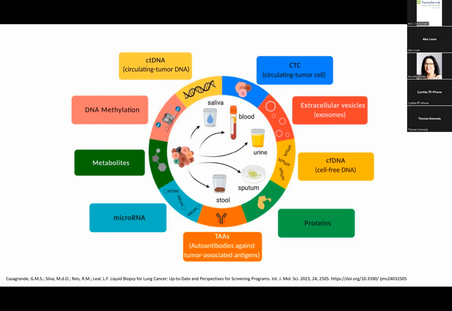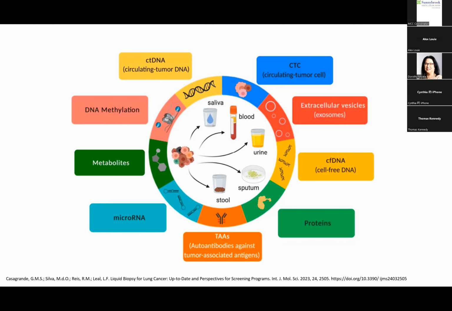And those analytes can consist of circulating tumor cells, which we saw reported by Dr. Ashworth previously, as well as other metabolites, extracellular vesicles, cell-free DNA, proteins associated with the malignancy, antibodies against the tumor-associated antigens, micro and circular RNA, as well as epigenetic changes such as DNA methylation, and what we'll spend the majority of our time talking about today, which is circulating tumor DNA, which is currently the hottest of these analytes and the most closely studied.